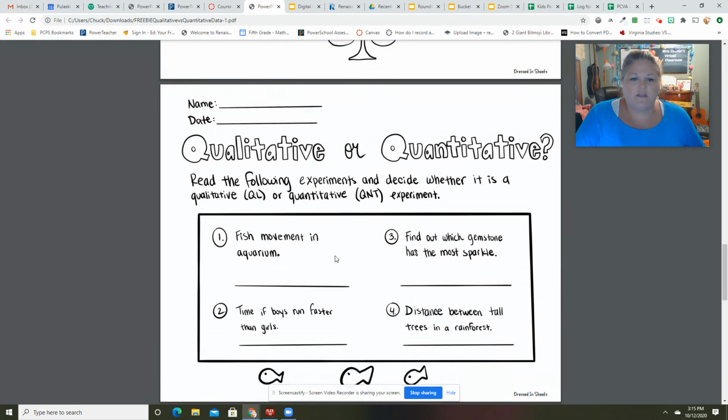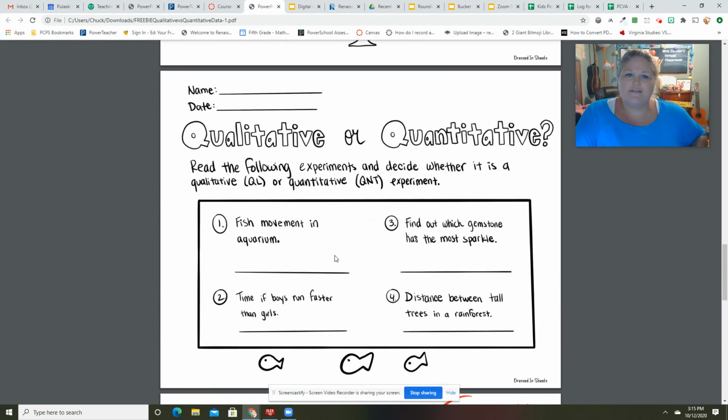All right, let's look at this, and then I'm going to stop. All right, quantitative versus qualitative. Read the following experiments and decide whether it is a qualitative or a quantitative experiment. Number 1, fish movement in an aquarium. Are they asking for how far they went or how much they weighed? No, that's probably a qualitative. You're probably looking at the fish, watching them move. So that's qualitative.